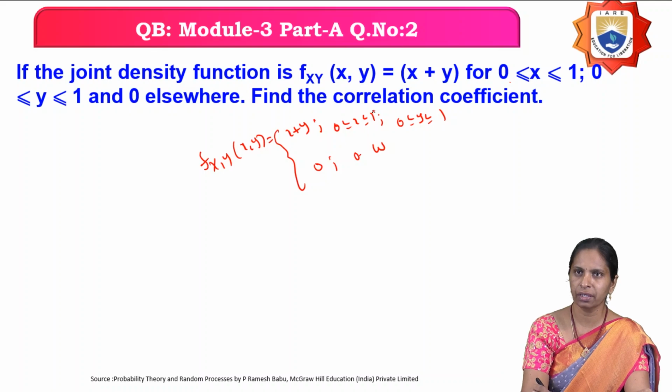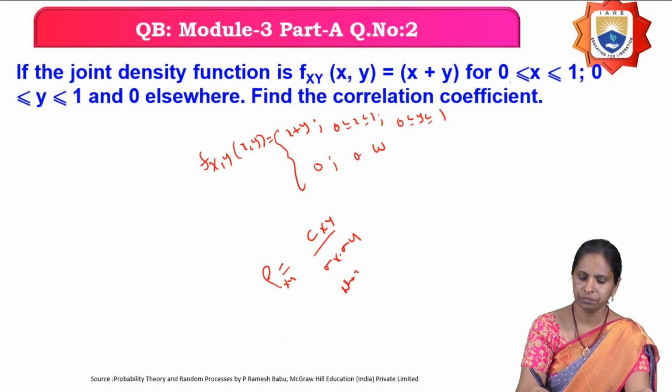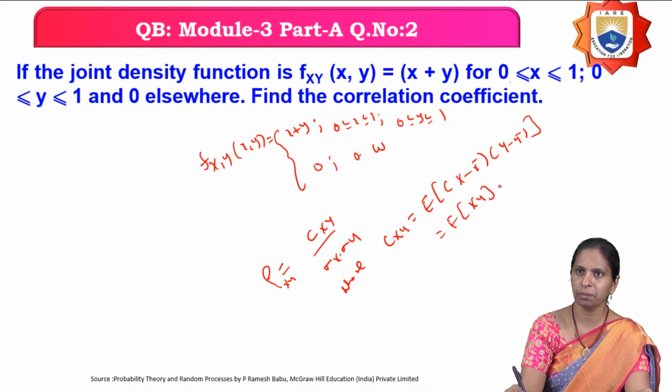So what do you have to calculate? The correlation coefficient. What is the correlation coefficient formula? Rho xy is equal to Cxy by sigma x into sigma y, where Cxy is the covariance. What is the covariance formula? Expectation of x minus x bar into y minus y bar is nothing but u of xy minus x bar into y bar. U of xy is also called the correlation.